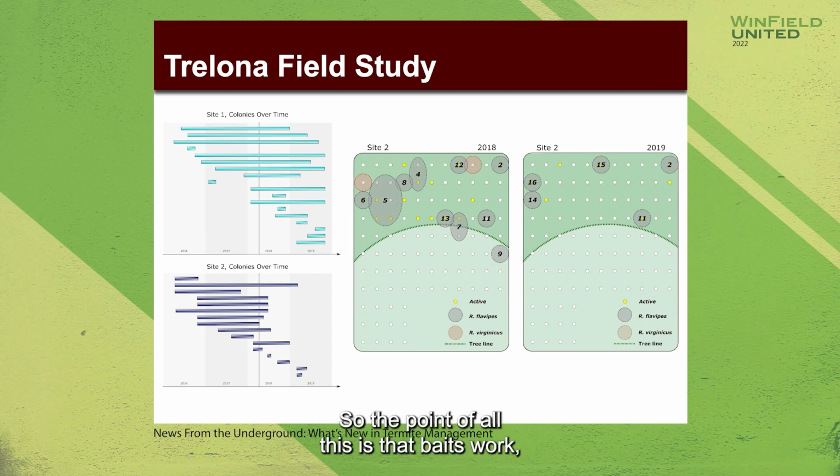So the point of all this is that baits work. We know they work. The termites have to find them first, and that can take some time. And then the baits have to work on them in a different way than contact insecticides work on our subterranean termites. But they will work. It's just going to take a while. And that's up to you to determine based on the temperament of your customer, right? If some customers just don't want contact insecticides around their house, awesome. Baits are your answer.